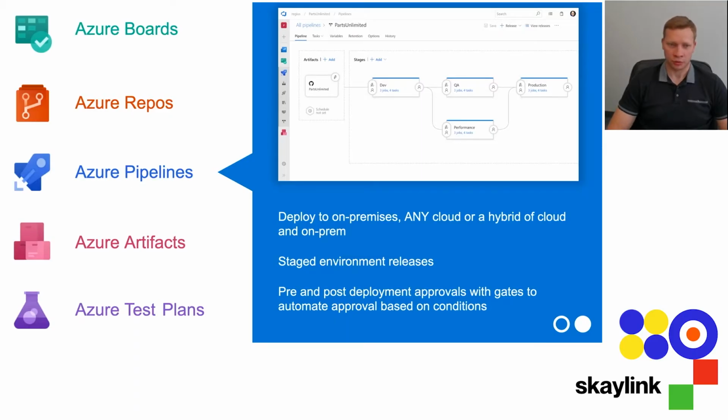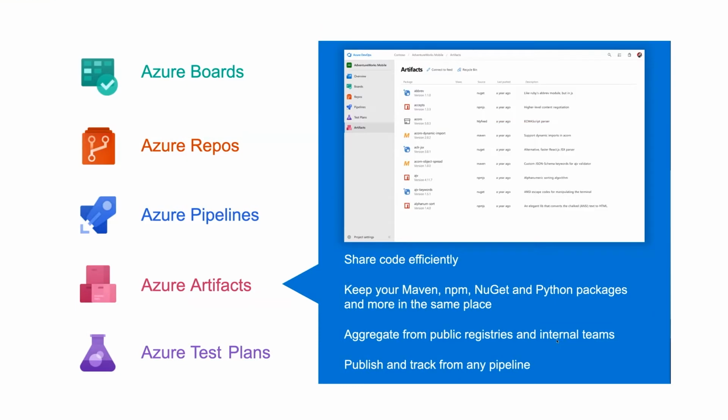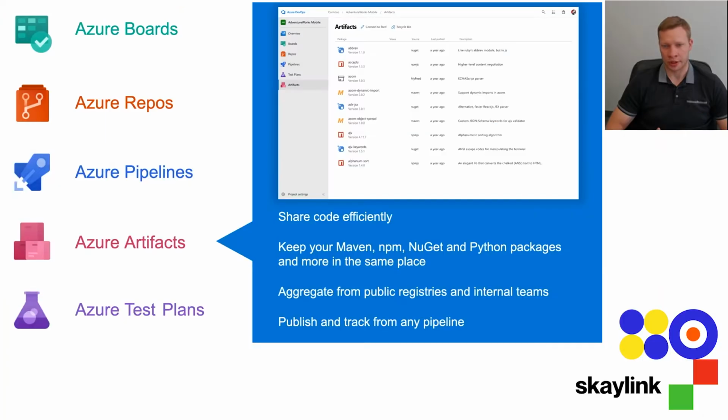I hope in this workshop you'll get a little more hands-on with Azure Pipelines and you'll see how powerful it is. Azure Artifacts. Artifacts is actually not an artifact storage, but what it does is proxy all of the other artifact repositories, so you can have all of those artifacts in one place. It just aggregates from public repositories and internal teams, everything in one place.